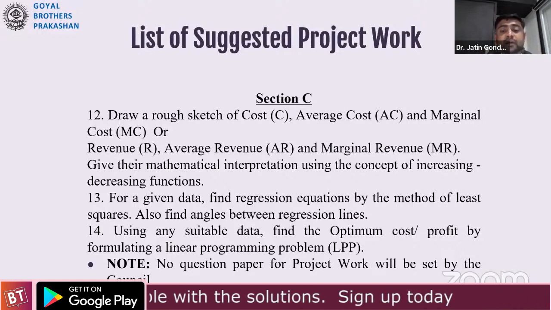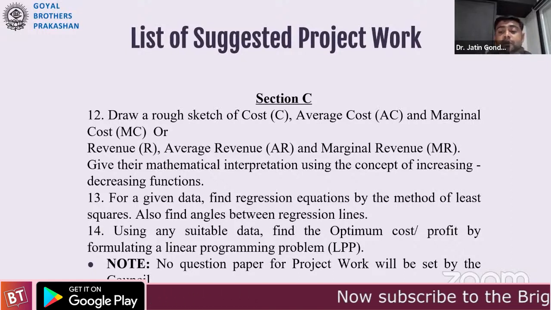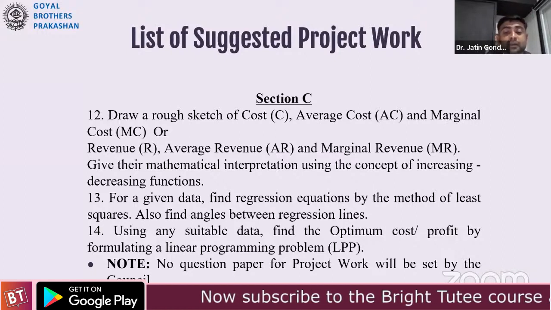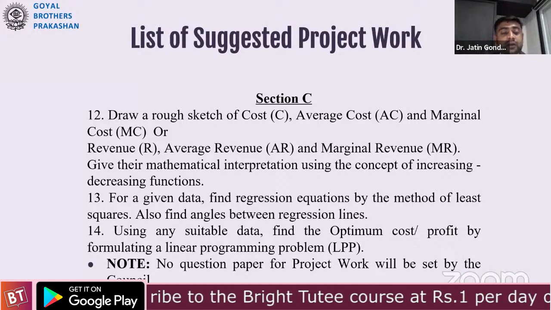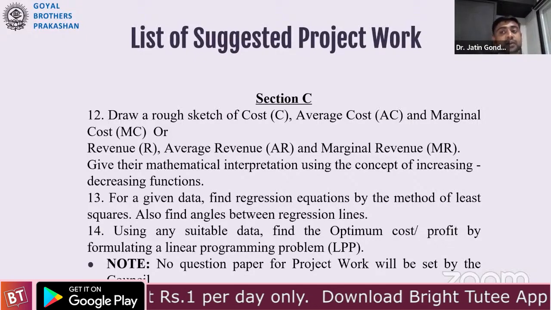Then for a given data, find the regression equation by the method of least squares. Also find the angle between the regression lines. Then, using any suitable data, find the optimum cost and profit by formulating a linear programming problem. You should note that no question paper for project work will be set by the council.